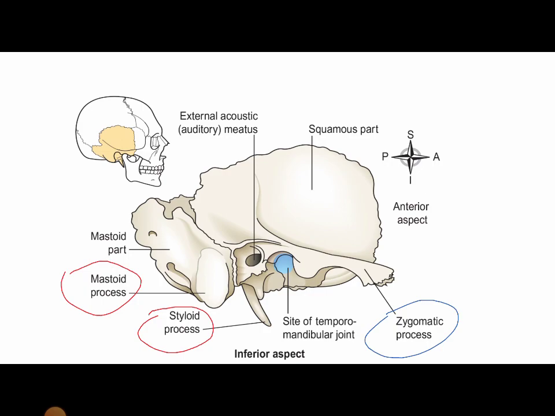This is a picture of the temporal bone, lateral view. The temporal bone belongs to the cranium. In the temporal bone, you can see the mastoid process, the styloid process and the zygomatic process. And this blue area is the site of the temporomandibular joint.